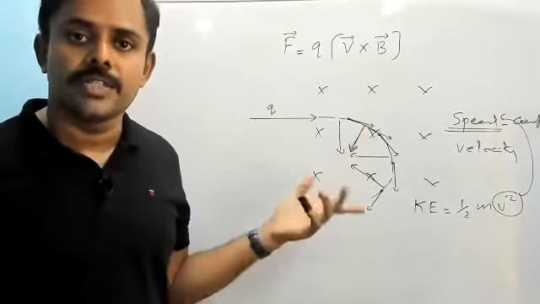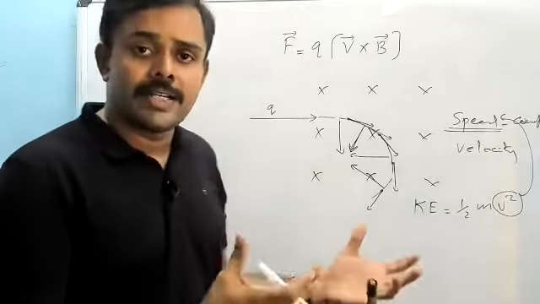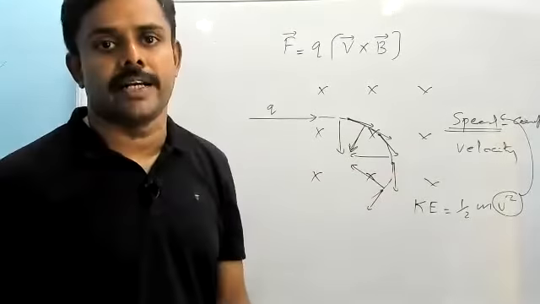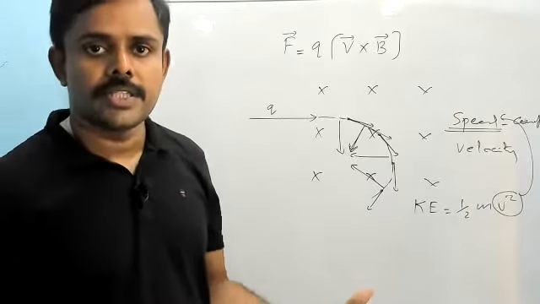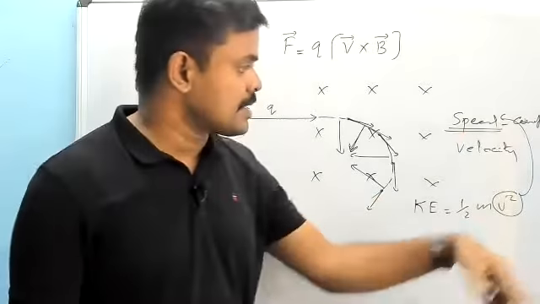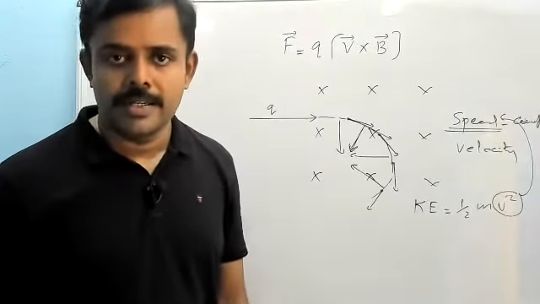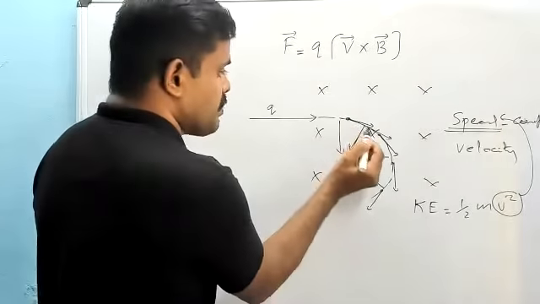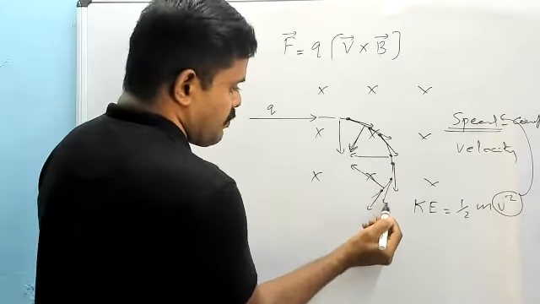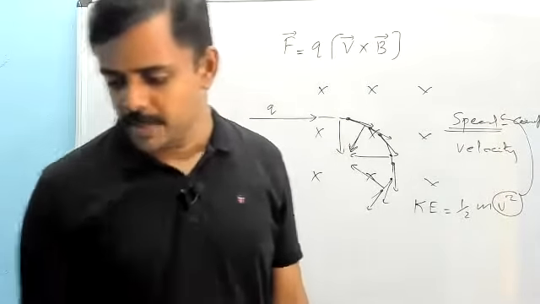If work done is 0, there is no change in kinetic energy, right? So change in kinetic energy is what? 0. Because work done is converted to change in kinetic energy. If no work is done, no change in kinetic energy. So speed is a constant, hence kinetic energy is a constant, but velocity is different. Velocity keeps changing, right? Because velocity at different points will be different. Why? Because directions are different, as you can see. Direction of velocity is different. That happens because of centripetal force.